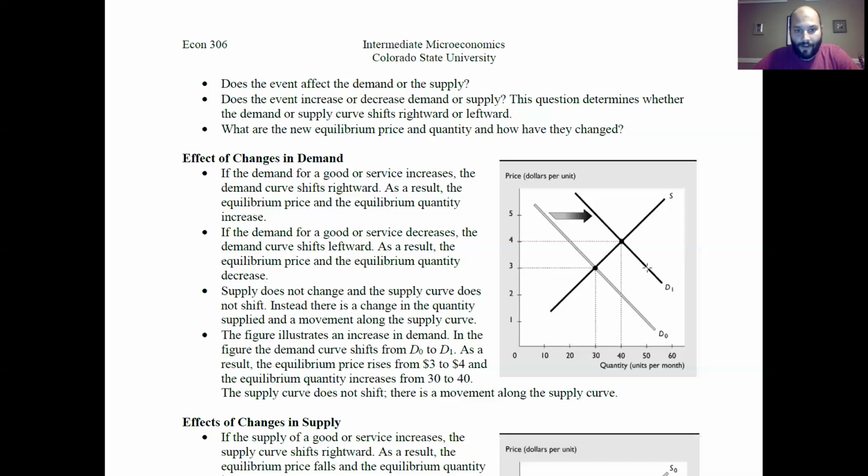Suppliers will see that their inventory is flying off the shelves. They say, hey, we should raise the price of this good. Price goes up from 3 to 4, and 4 is the price at which quantity supplied along the same supply curve is equal to the new quantity demanded at a price of 4.